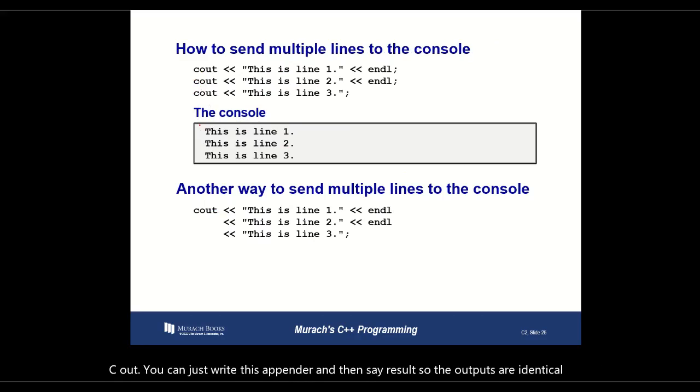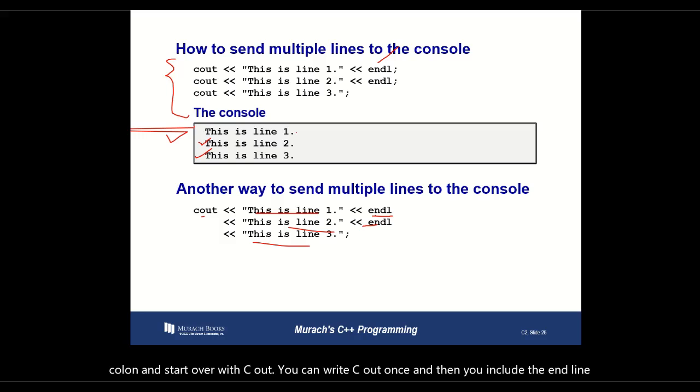You can send multiple lines to the console like this example. You have this is line 1, then you end the line. So the next line comes, this is line 2, again end the line, the third line comes, this is line 3. But there is another way. You don't have to end the statement with a semicolon and start over with cout. You can write cout once and then include the end line multiple times. Like here, you have line 1, end line, line 2, end line, and line 3. So the result will be the same.